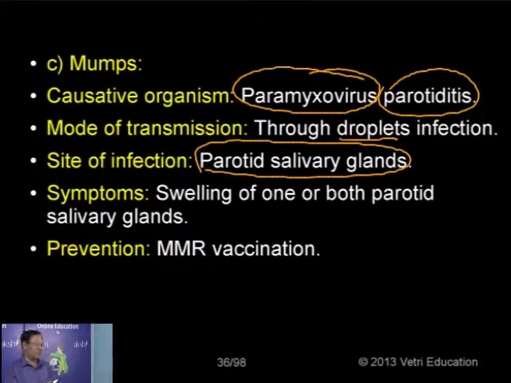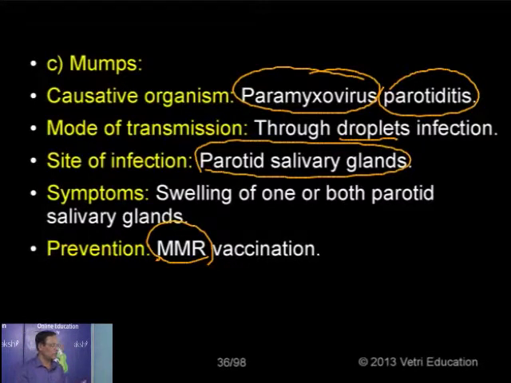Now for this one we have vaccination available, what is called MMR vaccination. This is a vaccine for 3 different types of diseases: mumps, measles and rubella. These are all 3 infectious disorders that can be prevented by means of a single vaccine, the MMR vaccine.